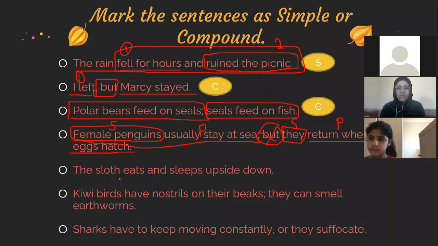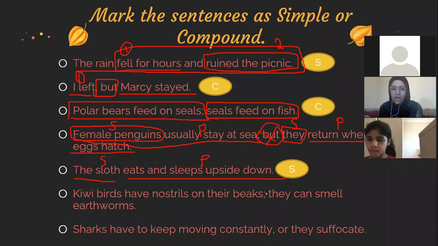The sloth eats and sleeps upside down. Here I have one subject, the sloth. Eats and sleeps upside down is a predicate. So one subject, one predicate, one idea, then it is a simple sentence. Kiwi birds have nostrils on their beaks. They can smell earthworms. So here I have a semicolon. So let's check if each part makes an independent clause. Kiwi birds have nostrils on their beaks. I have a subject, a predicate, and one idea. They can smell earthworms.